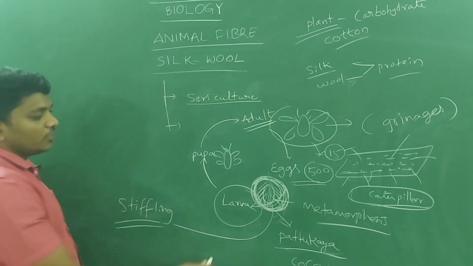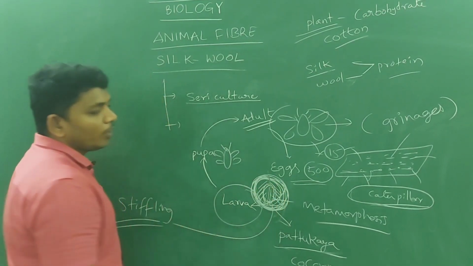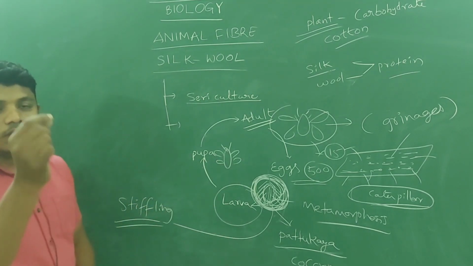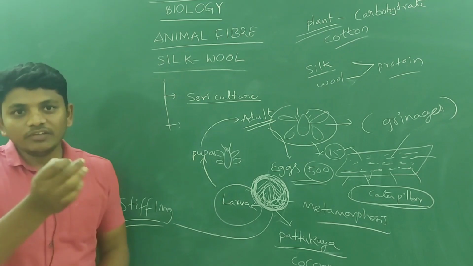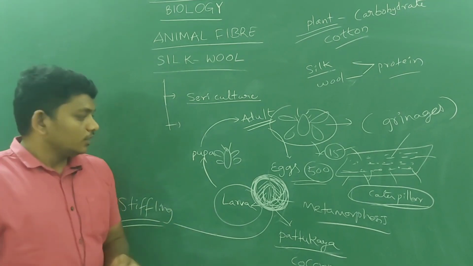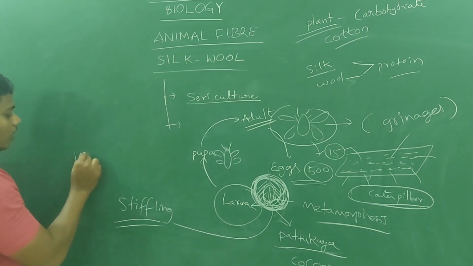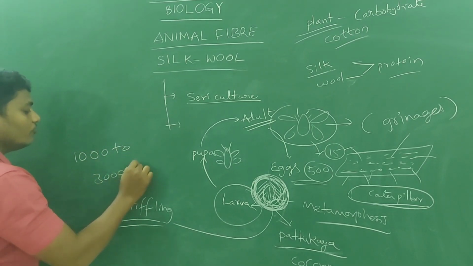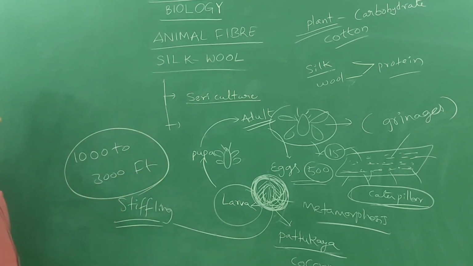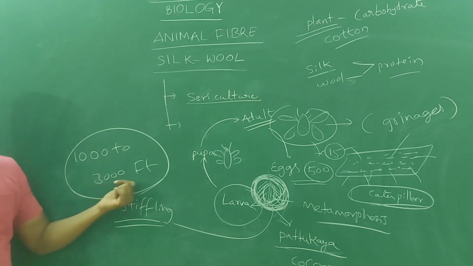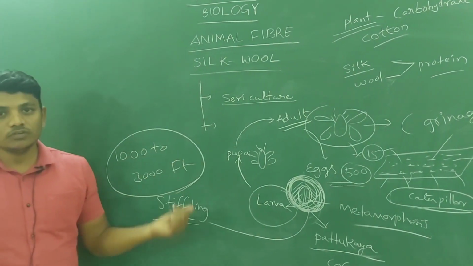Stifling. So after stifling, the pupa dies in the cocoon. Then the farmers usually take out the end of the thread and take off the entire thread from the cocoon. The thread of the cocoon may be up to 1000 to 3000 feet long. What is the length of the cocoon? 1000 to 3000 feet.